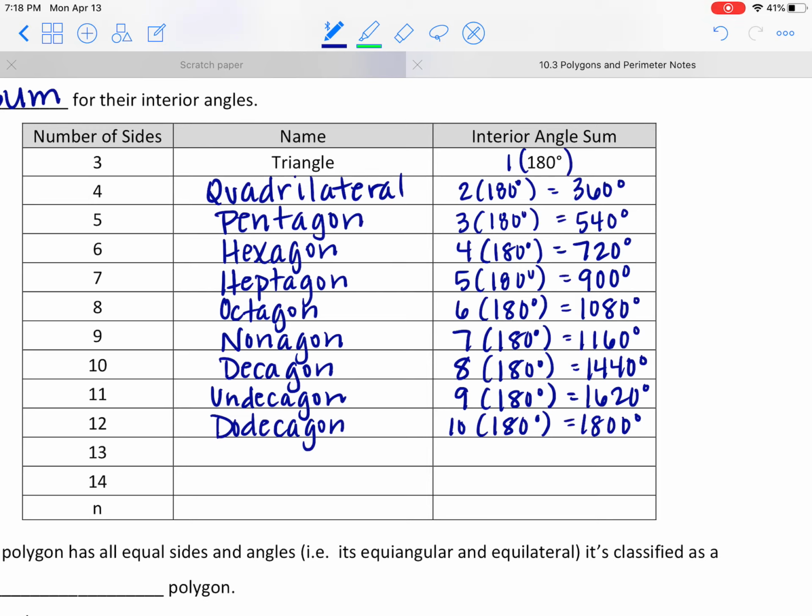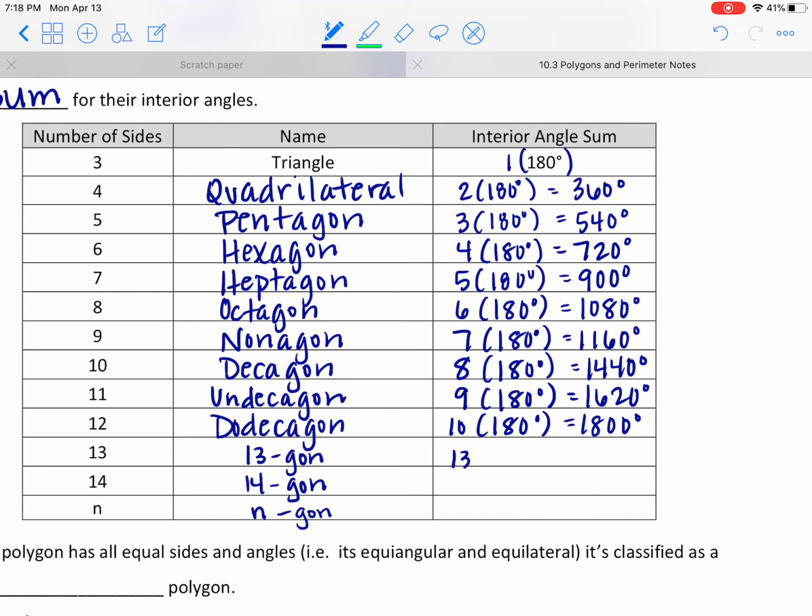So we would call a 13-sided polygon just a 13-gon, and a 14-sided polygon would be a 14-gon, and a 15 would be a 15-gon, 16-gon, so on. That's just going to continue. So anything after 14 is just the number. N could be any number, right? Followed by the gon, so an n-gon.